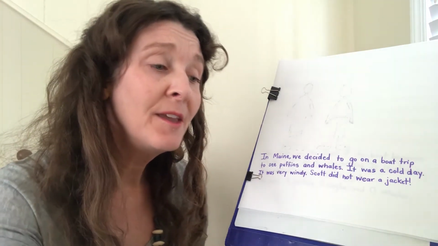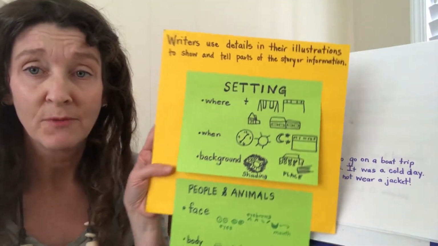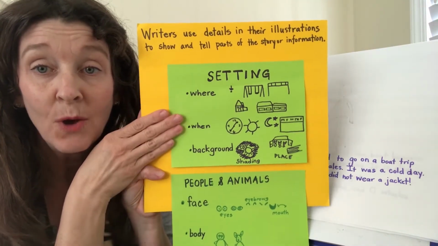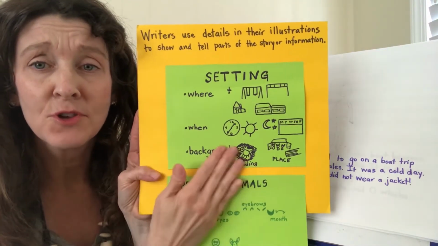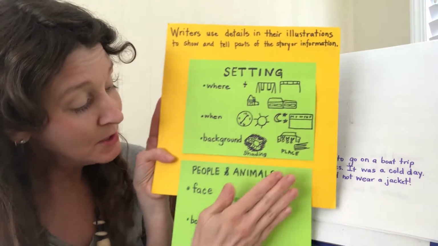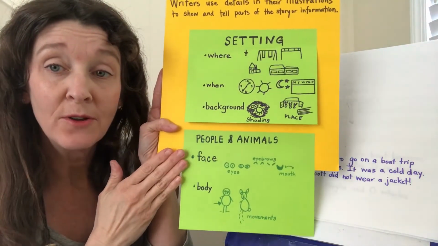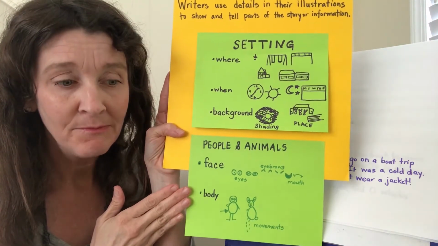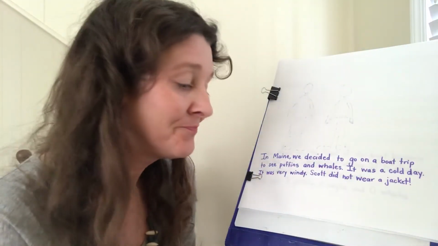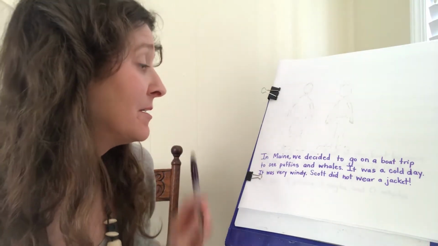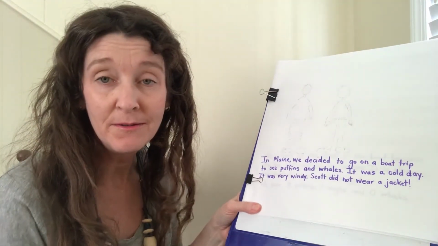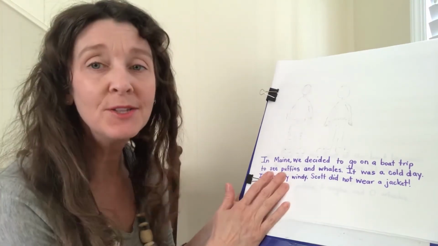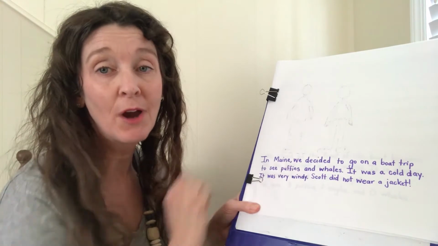So when we're thinking about the details in our illustrations that we want to add, we can include a setting, a where, a when, and some background, either the shading or a place. Or we could zoom in on the people and make sure that we show their face and their body. Let's give it a try. I'm writing this story about when Scott and I went to Maine on a boat trip to see whales. I'll read it to you and we can think about what we will draw.